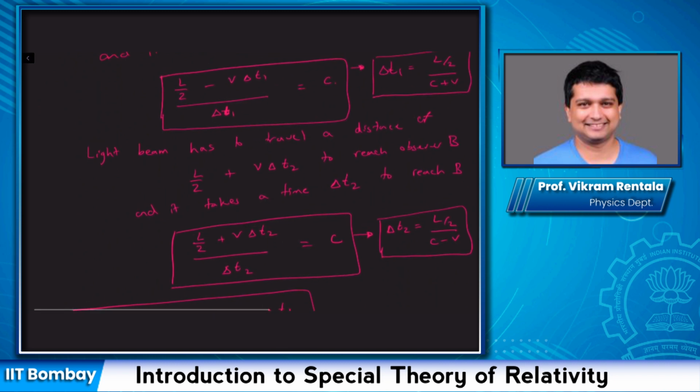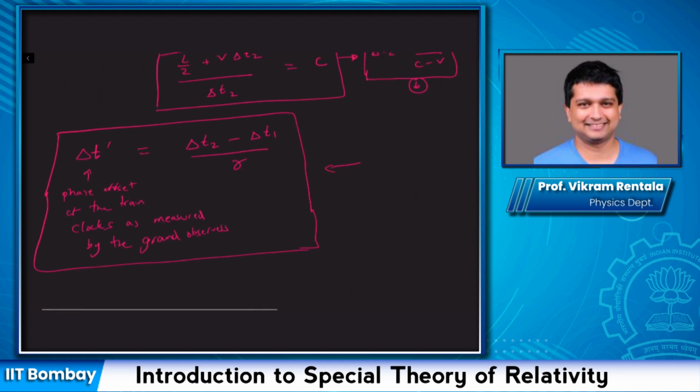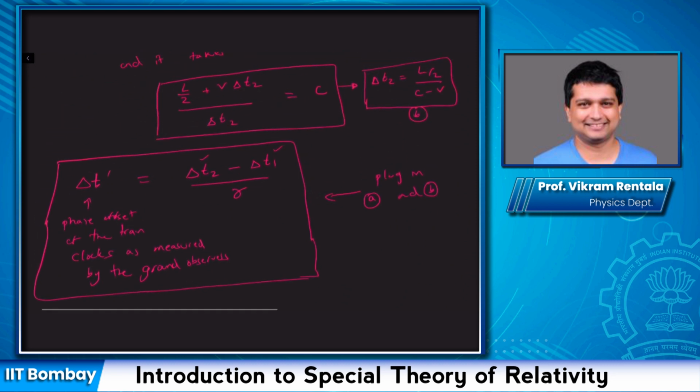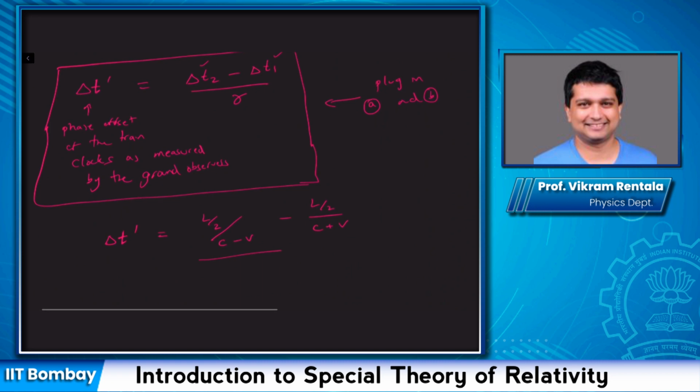Okay, so we can plug in equation small a and small b. So plug in expressions for delta T2 and delta T1. And what we would get is that the phase offset between the clocks on the train as seen by observers on the ground would be equal to L over 2 divided by C minus V minus L over 2 divided by C plus V, and the whole thing divided by gamma, which is 1 over the square root of 1 minus V square by C square.